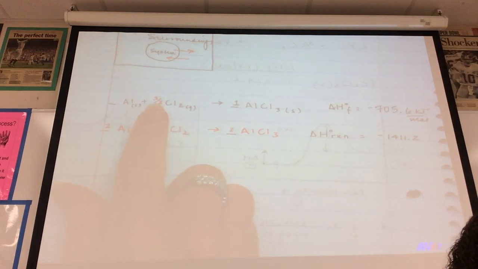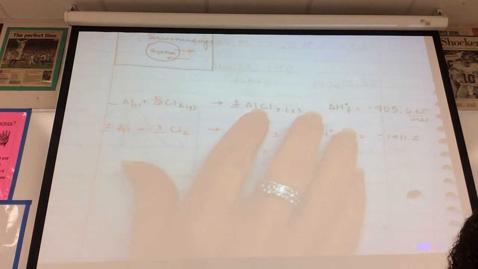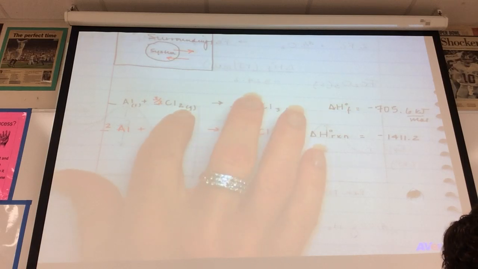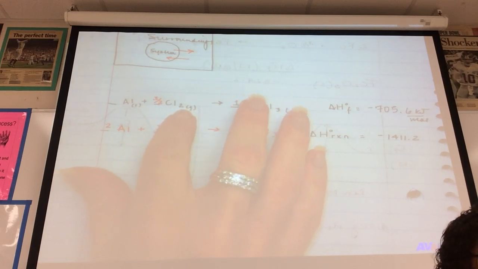You could use the 3 halves in a stoichiometric type problem. If they gave you a certain amount of that, you would use the 3 halves the same way you would any coefficient to get, let's say, the mass of that. Okay.